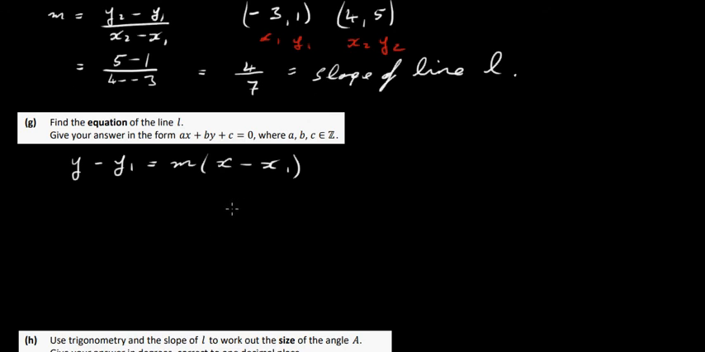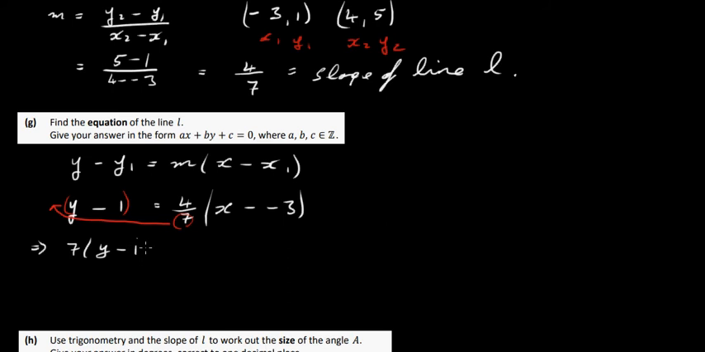Let's use, should we have x1, y1 already marked? So we'll use minus 3, 1 here. So it's y minus 1 is equal to 4 over 7, which is our slope, times x plus 3. Okay, so let's just sort this out. We have a 7 as a denominator of our fraction here, so I'm going to multiply across by 7. In other words, what you end up doing is taking what's on the bottom, bringing it up here and multiplying. So I end up with 7 times y minus 1 is equal to 4 times x, this is plus 3, minus minus is plus. So we end up with 7y minus 7 is equal to 4x plus 12.